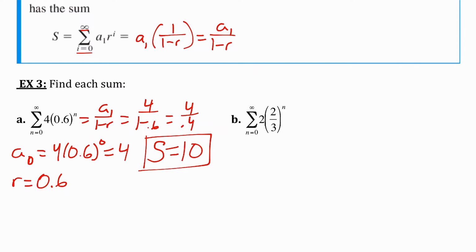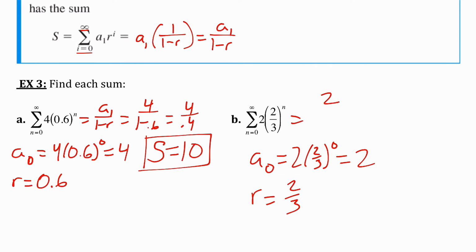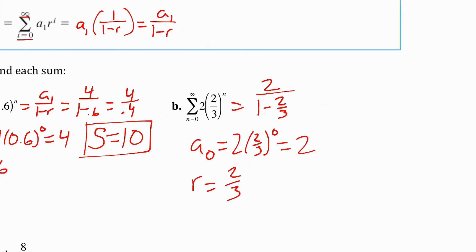Similarly, for example B, we have to find our first term, in this case the 0th term, which is going to be 2 times 2 over 3 to the 0. Well, that's just 2 times 1, which is just 2. r, again, is just whatever's being raised to the exponent. It's 2 over 3. So plugging this in, we get 2 over 1 minus 2 over 3. Well, 1 minus 2/3 is 1/3.